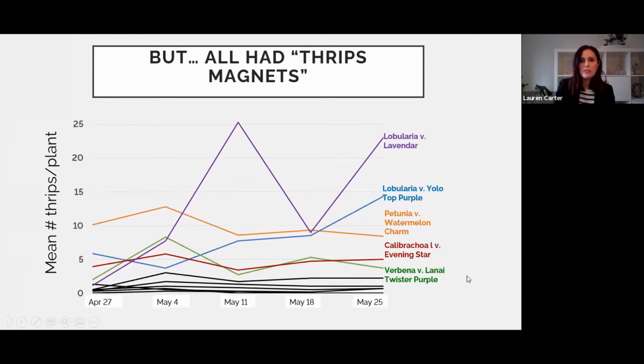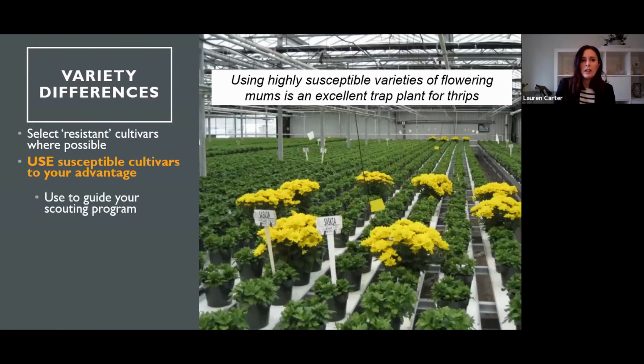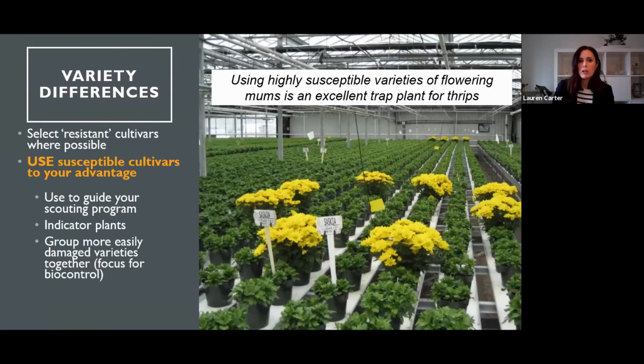So what do you do with this information? Well, what you can do is use these susceptible cultivars to your advantage. So you can either use them to guide your scouting program. So if you know a certain variety of Ribena gets hit first and early with lots of damage, start scouting there, and as soon as you see a problem there, you know to up your game with thrips everywhere else, because that can act as sort of like a spillover plant, perhaps.